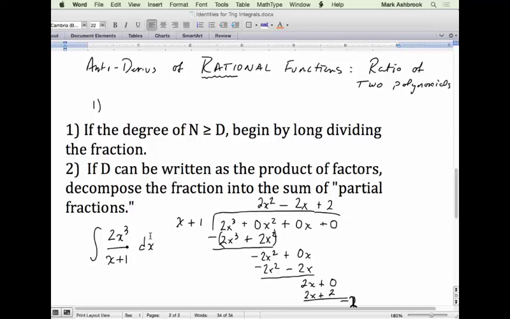Therefore, I can write that as the quotient plus the remainder over the divisor. So this whole thing is the same as 2x squared minus 2x plus 2 minus 2 over x plus 1. And that's equivalent to what we started with.